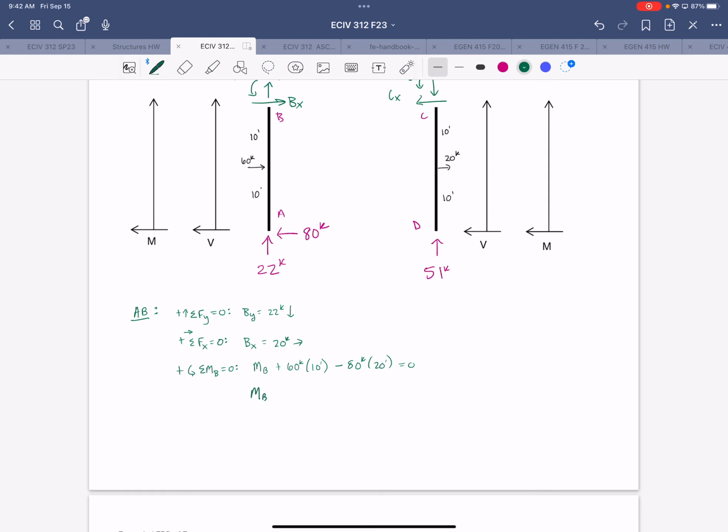So we get the moment at B is equal to 1,000 kip feet counterclockwise. So the assumption of a positive moment at B was correct for member AB.